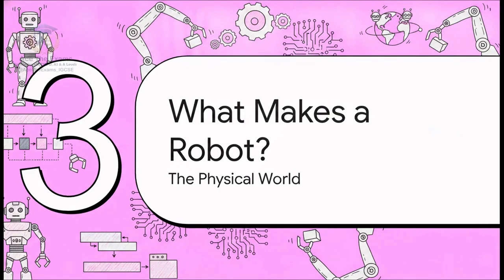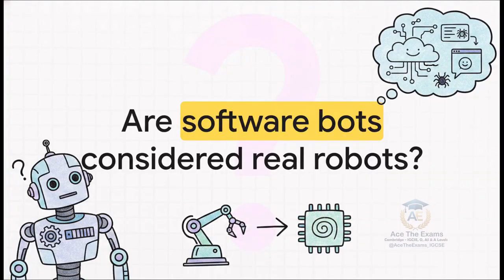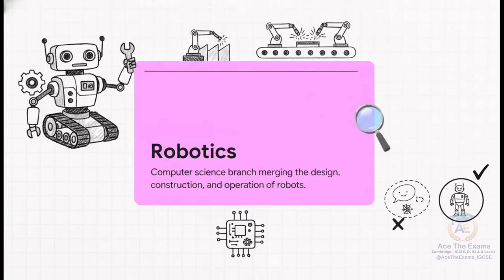Section 3. What makes a robot? Now we step up to our second technological pillar. We're taking automated actions and giving them a physical body. Before we get carried away with sci-fi movie robots taking over the world, we need to get strictly analytical. What actually qualifies a machine as a robot in computer science? And a really common trap, do software programs like chatbots or web crawlers actually count as robots? Well, let's look at the formal definition.